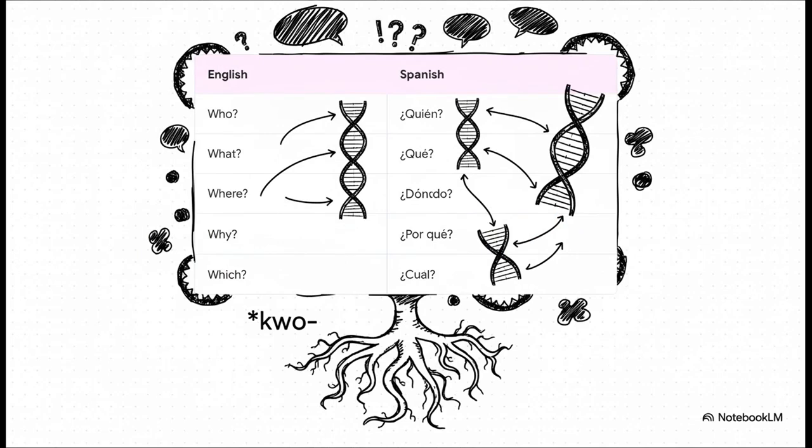I mean, just look at this lineup. The family resemblance is undeniable, right? English who is Spanish quién, what is qué. You can practically see the shared DNA. They all trace right back to that same original quo root.